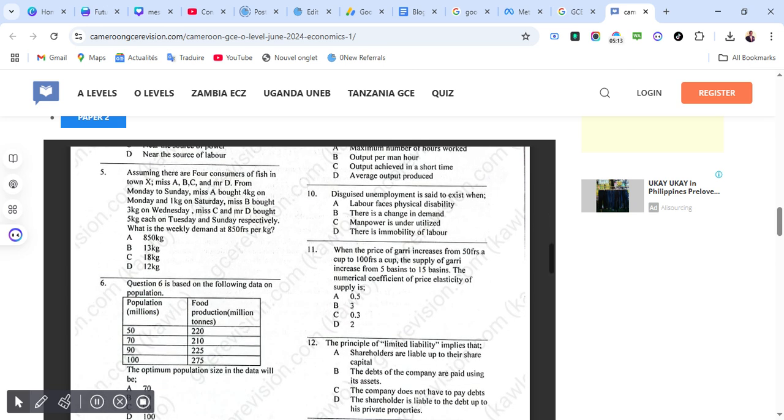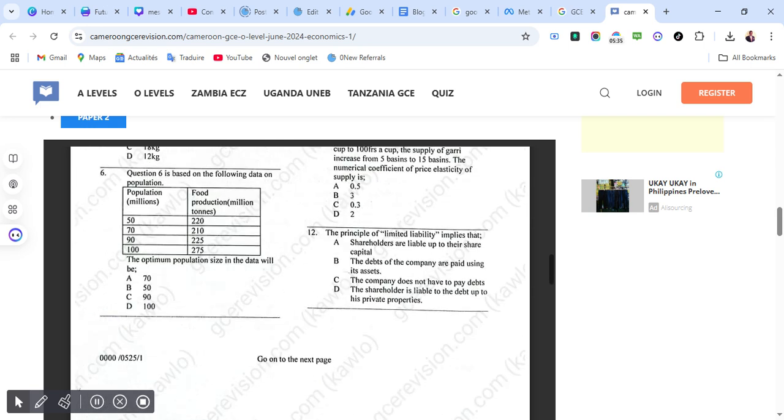Question 11. When the price of garri increases from 50 francs a cup to 100 francs a cup, the supply of garri increased from 5 basins to 15 basins. The numerical coefficient of price elasticity of supply is, the correct answer is D, which is 2.